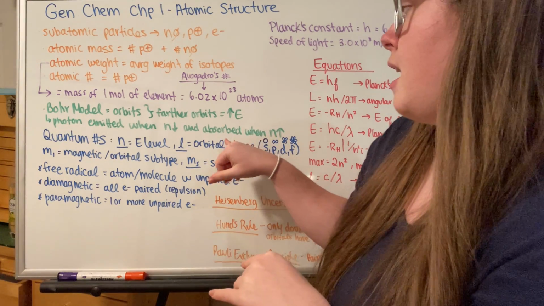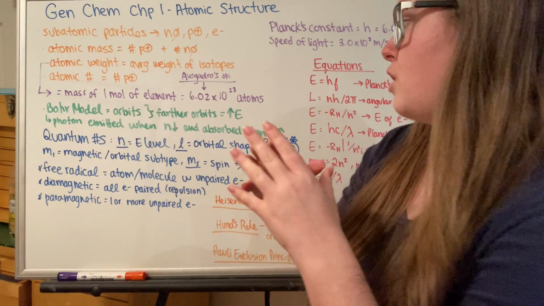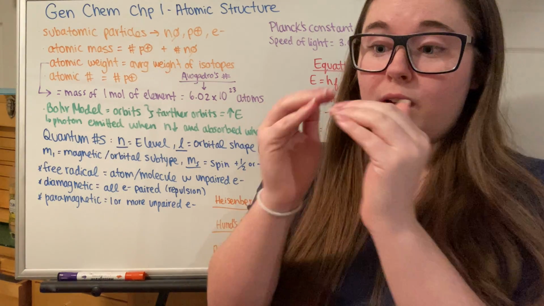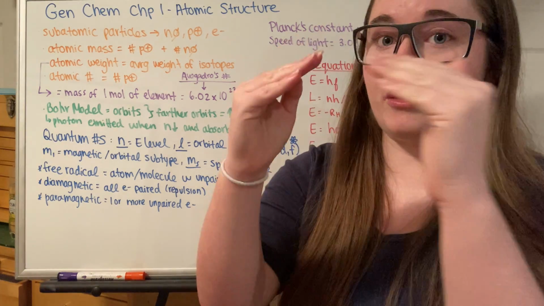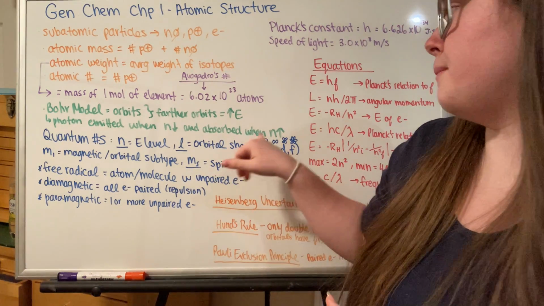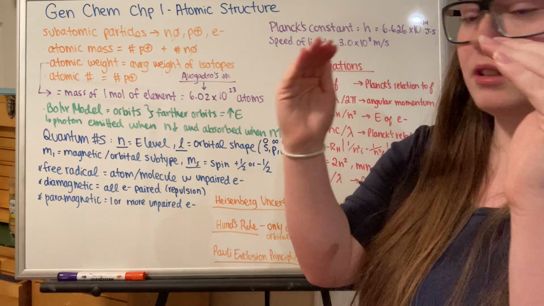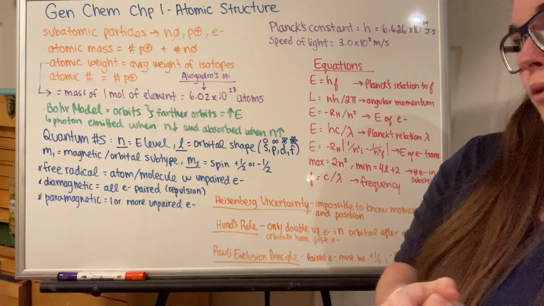And if the electron moves up, so it goes from an energy level that is close to the nucleus and moves further away, that is increasing the energy level, which means that a photon is absorbed.